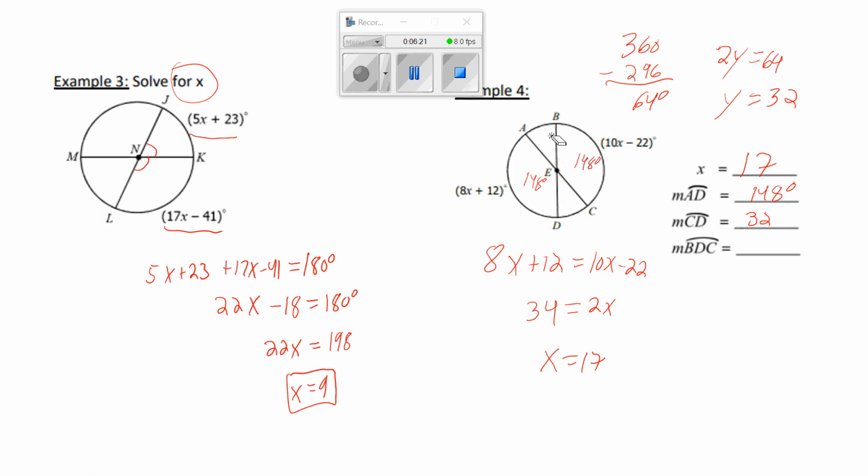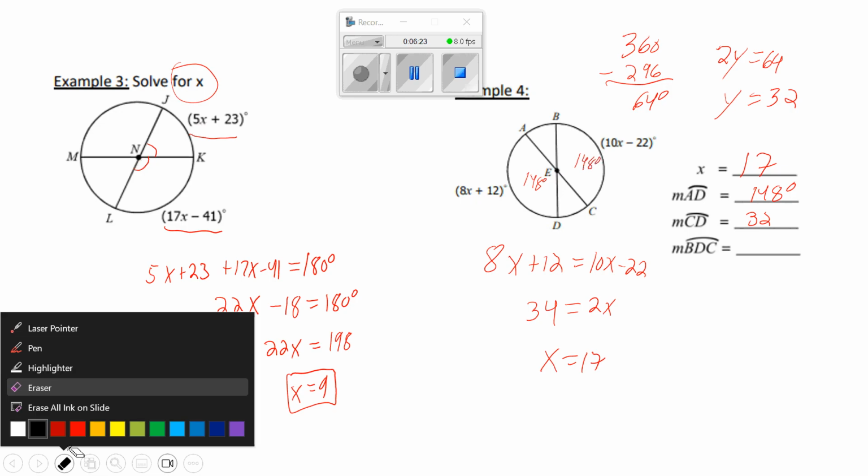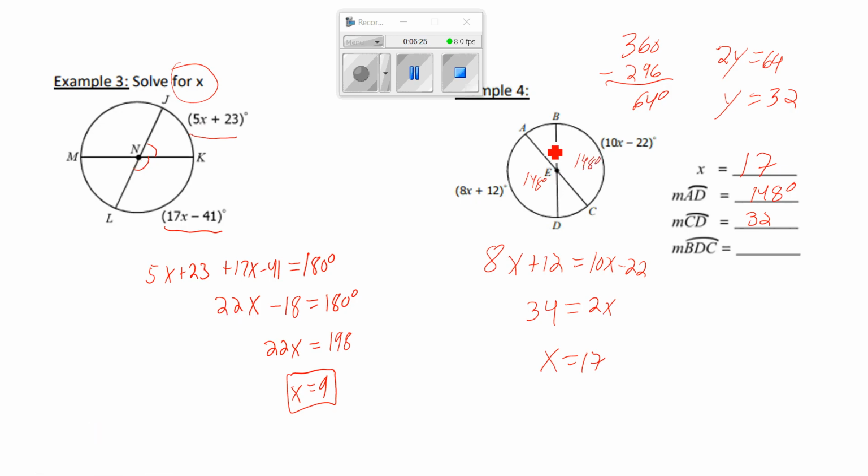So to put this all together, we have 32 degrees here and 32 degrees here. Then it asks for arc BDC. So BDC is right here. So basically we got 148 plus 64, or you could even view it as just 360 minus 148, whichever way you prefer, and you get 212 degrees.